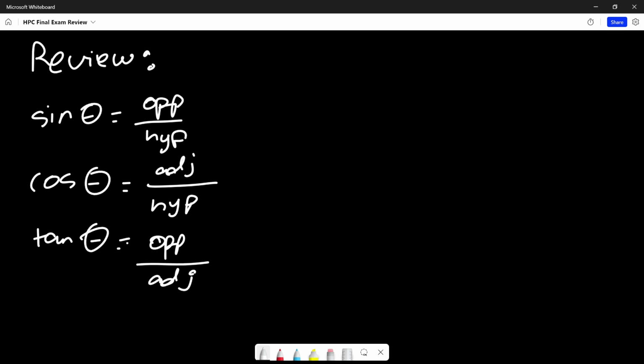Now that we have our basic right triangle trigonometry done, we can move into some of our laws. So there's obviously the law of sines.